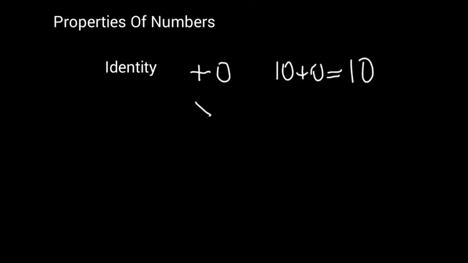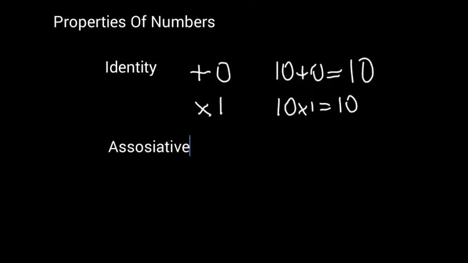The other one is multiplication of 1. So I can do 10 times 1 and I still get an answer of 10. So anytime you get the same answer out as what you put in of that original number, that's the identity property. So you have the identity property of addition, which is adding 0, and the identity property of multiplication, which is times 1.